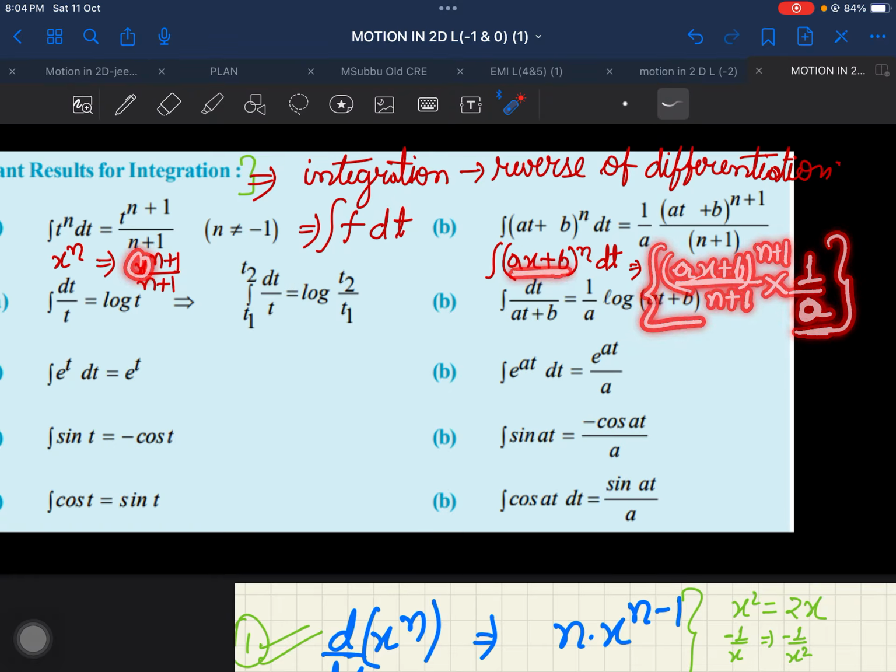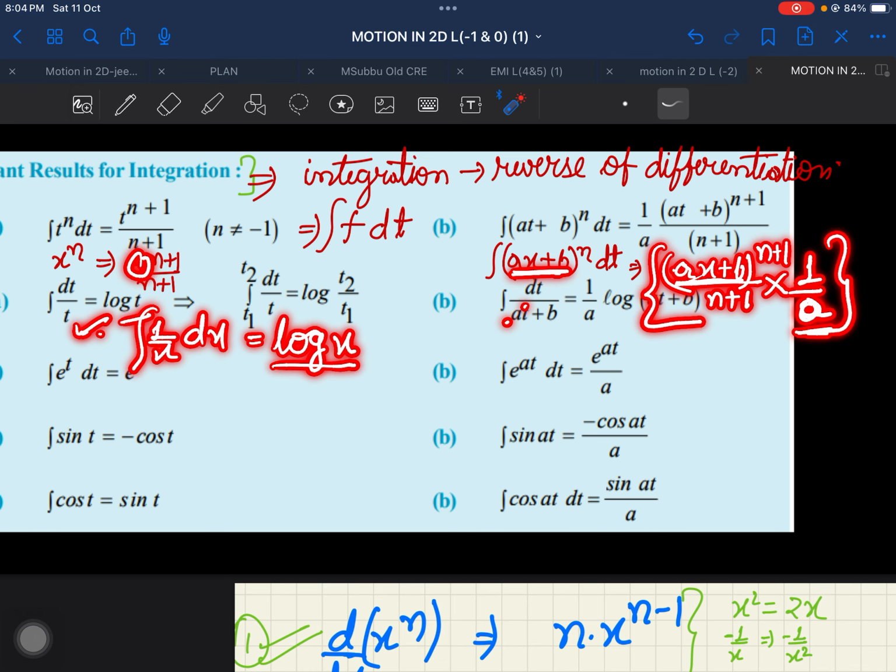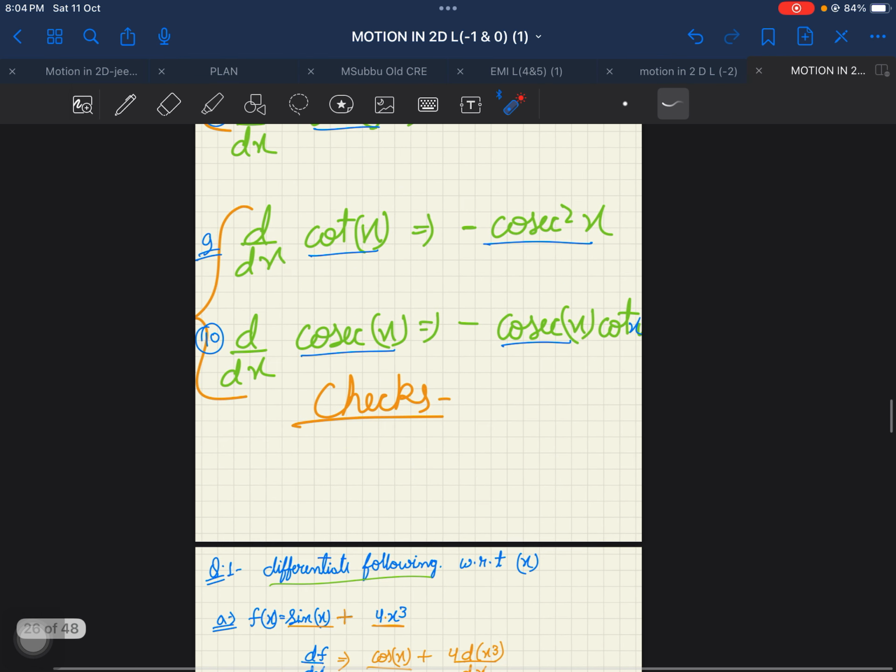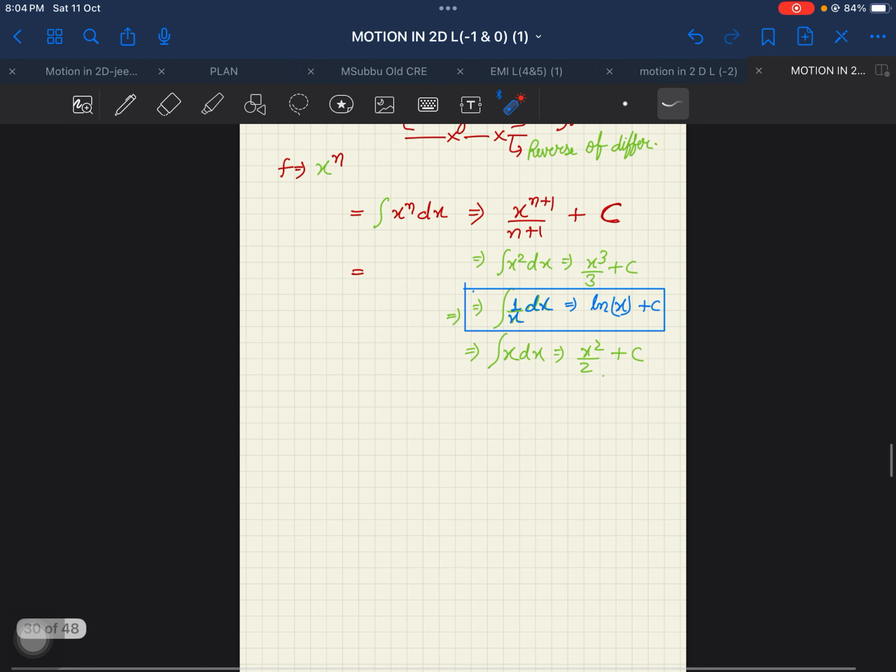So the integration of 1 by t is log t. The integration of 1 by x dx is equal to log x. Okay, simple, right? The integration of, let me write that here only, where we are writing all the formulas.